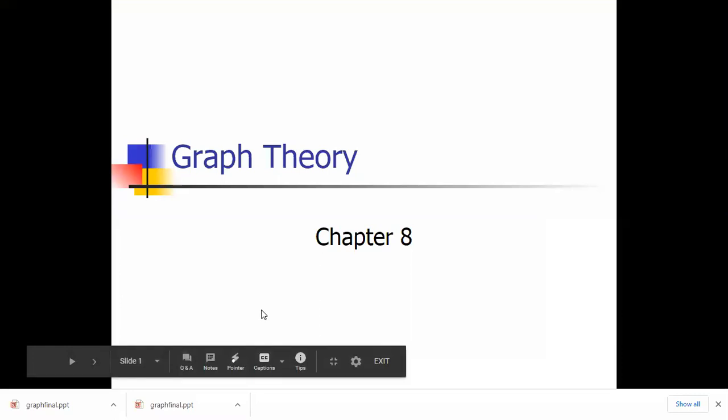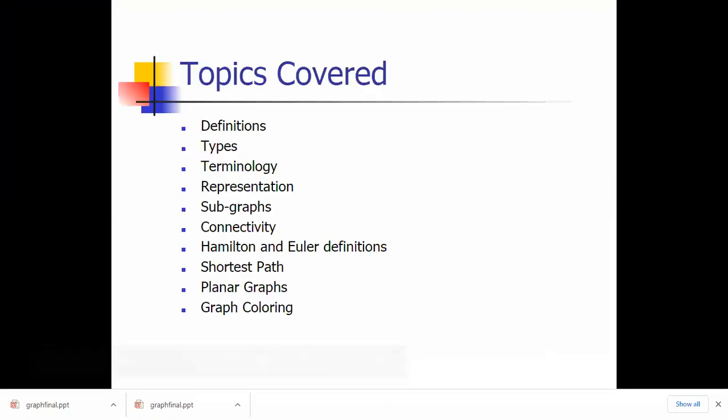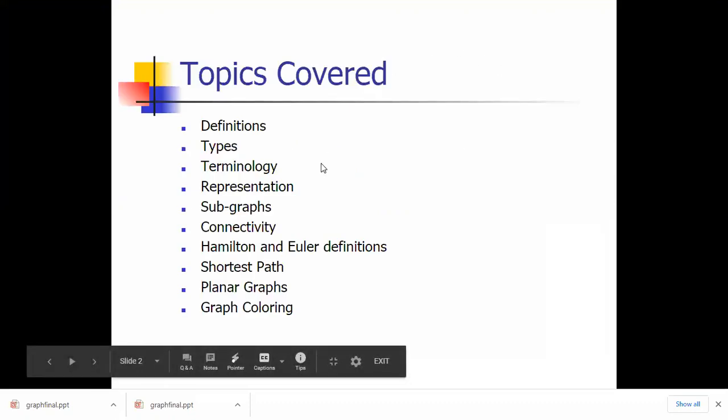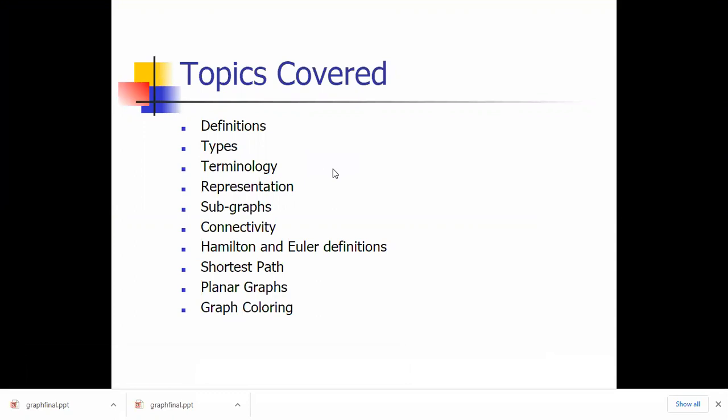Okay, so we are going to start the new concept, that is graph data structure. That is very important. Today we are going to focus on what exactly the graph data structure is, what the types are, what the different terminology is, and the representation of graph. That is what we are going to see.